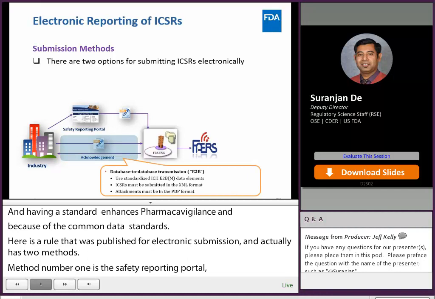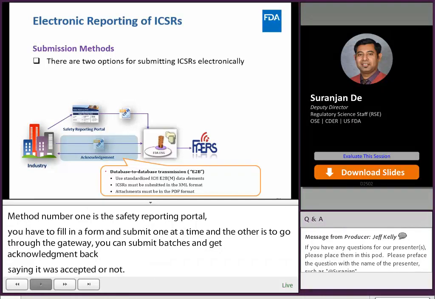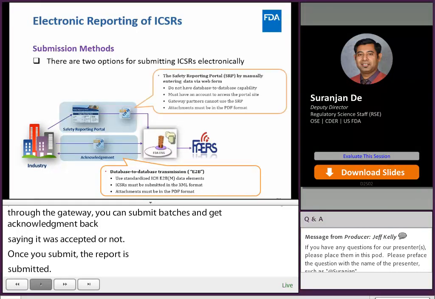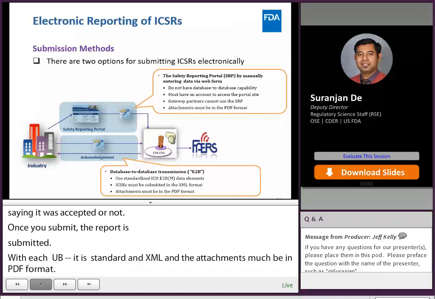So with the E2B route, or what we call database to database transmission, you are submitting using the ICH standard, which is XML, and attachments must be in PDF format. For the safety reporting portal, you first need an account. If you have been submitting through the gateway and want to move to database to database transmission, yes, you can do that, but you cannot do vice versa. The other way around is not allowed, and all your attachments must be in PDF format.